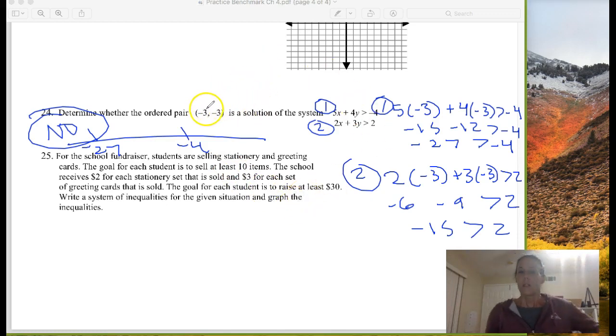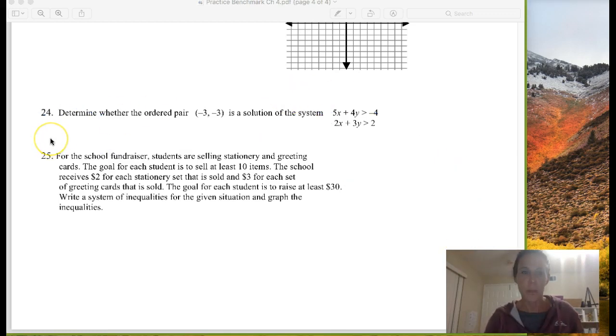So to see if this is a solution, plug it into both inequalities. If it works for one, make sure it works for the other. This one doesn't work for either. But to be a solution to this system, it has to work for both inequalities. It has to be true for both. Okay, so let's go on to the last one.